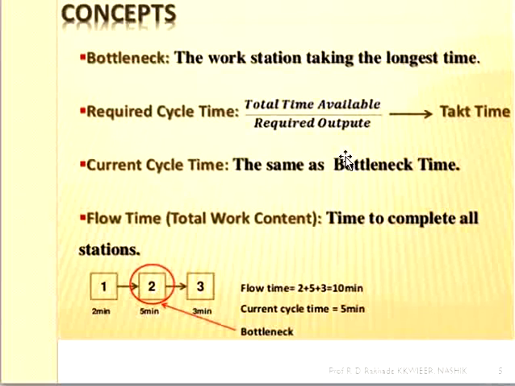Then flow time, also called total work content, is the time to complete all stations. Flow time is nothing but the summation of all activities or tasks in the cycle. For example, activities 1, 2, 3 in a particular cycle take 2 minutes, 5 minutes and 3 minutes. So flow time is the summation of all times, 2 plus 5 plus 3, that is 10 minutes. Then current cycle time is the maximum time of any task, so here 5 minutes, meaning after 5 minutes one product can be produced.